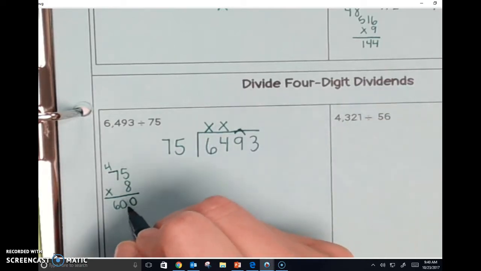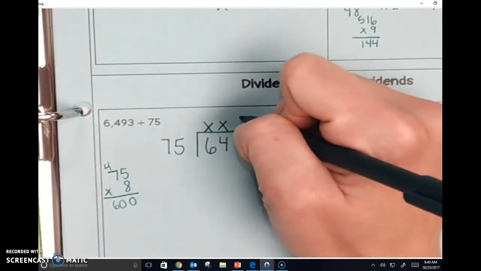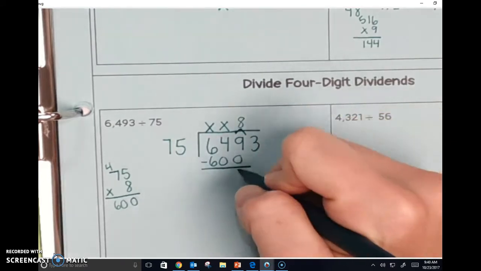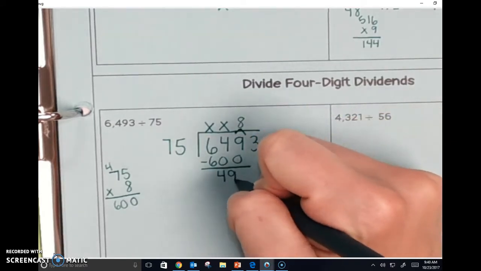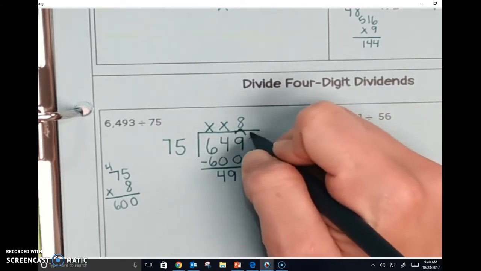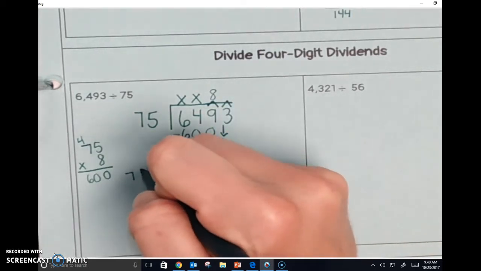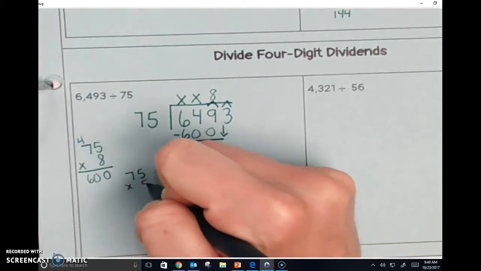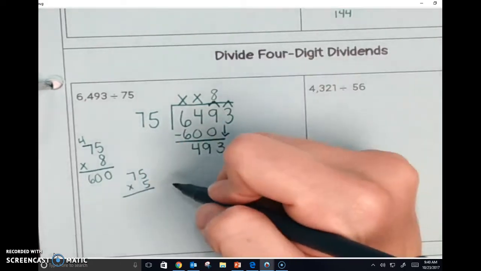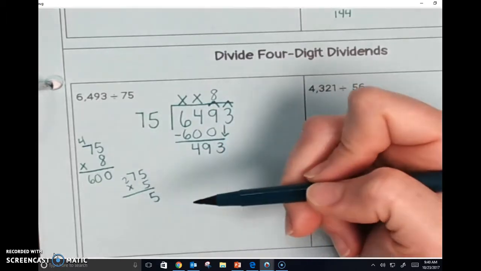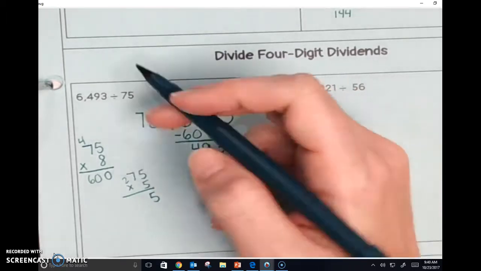Okay, so 600. So it goes in there 8 times. So we're going to minus 600. We have 49, and then we bring down the 3. So we have to ask ourselves, I know it's going to be less than 8, right? So what do you want to multiply by? 5. 5 times 5 is 25. 7 times 5 is 35, plus 2 is 37.